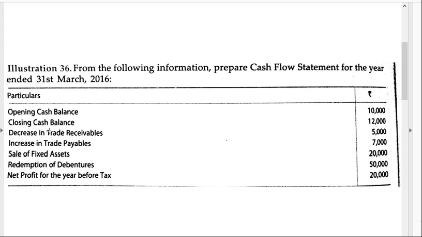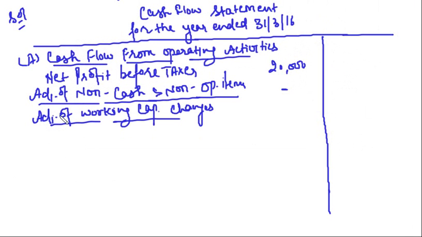I have told you the thumb rule that current assets move in opposite direction and current liabilities move in the same direction. That means if there is a decrease in the current assets, we will add this back, and if there is an increase in the current assets, we will subtract. So now there is a decrease in the current assets, they move in the opposite direction, we will add back decrease in trade receivables.